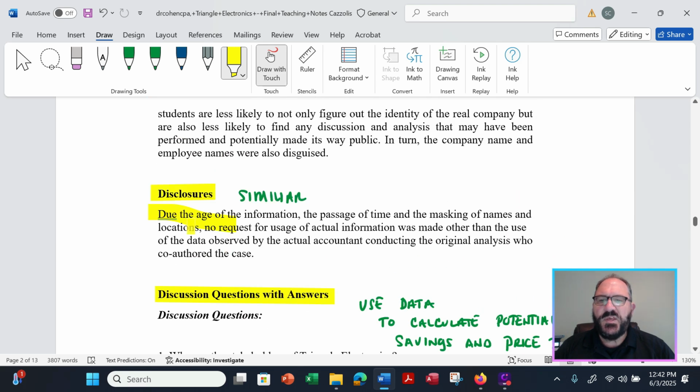Disclosure, same type of thing here. Masking of names and locations again. So anyway, they're just to hide the true identity of everything that happened.